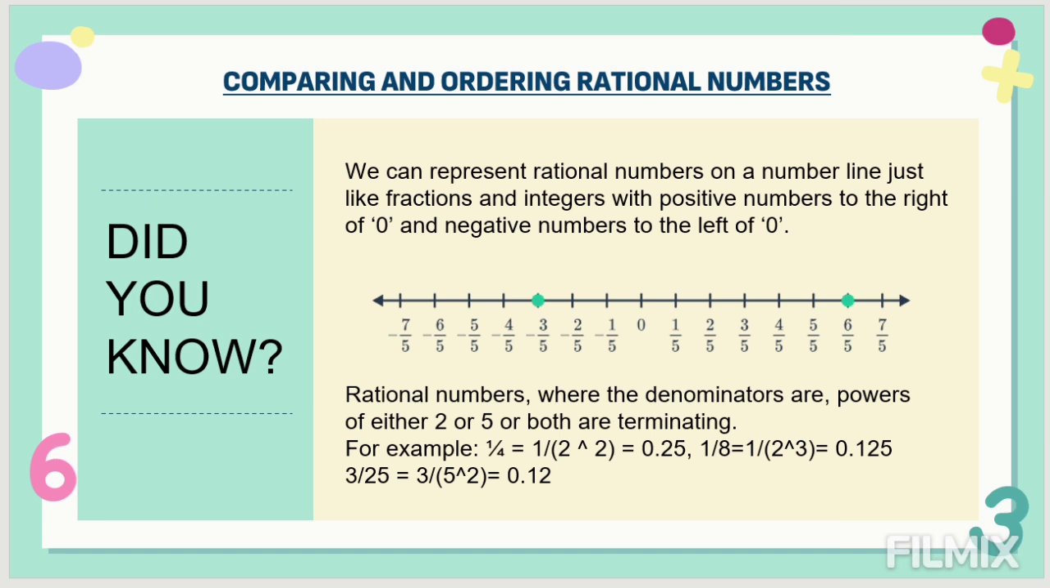This is nothing but, just like how we represent fractions and integers on a number line, we also represent rational numbers. I know that everyone watching this video is aware of the number line, because you have learned it in your elementary classes. Similarly, the way you represent integers and fractions on a number line, we represent rational numbers such that positive numbers are to the right of 0 and negative numbers to the left of 0, as you can see in the picture.